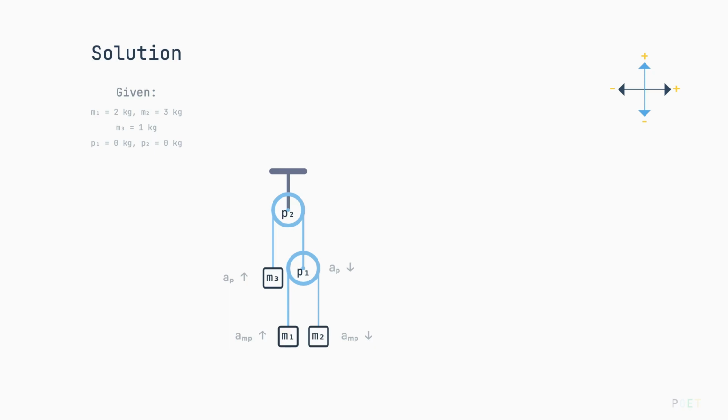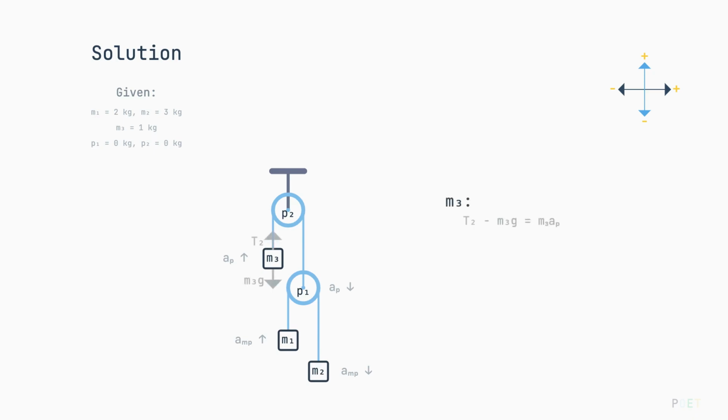Now let's find the net force on every object and apply the same formula. On M3, tension and gravitational force are acting. On pulley 1, since its mass is 0, only tension is getting applied from both the strings. On M1 and M2 also, only tension and gravitation force is getting applied.